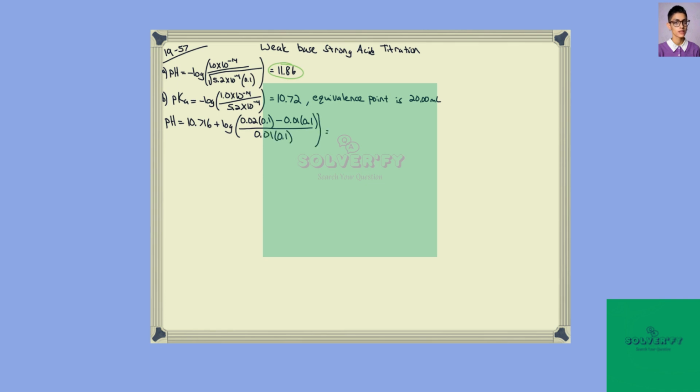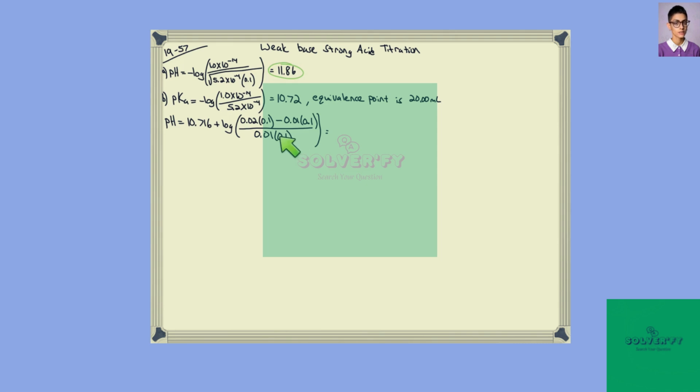pH will be equal to pKa plus the log of the moles of base. The moles of base will be equal to the moles of base we start with, which is 20 milliliters or 0.02 liters at 0.1 molar, minus the moles of strong acid added, which will be the 10 milliliters or 0.01 liters multiplied by its molarity of 0.1. This will be the moles of weak base left in solution after 10 milliliters of strong acid has been added.